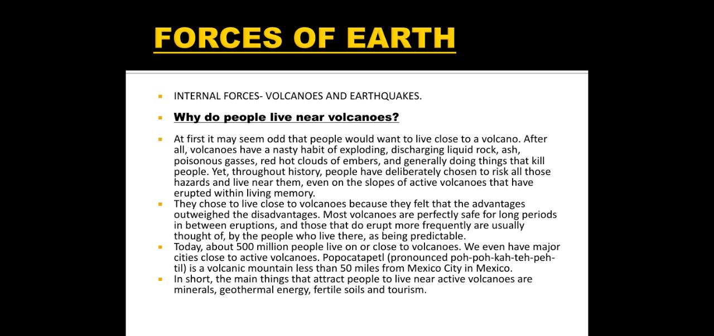So, the volcanoes erupt, and it is very odd, as I said, that people want to live near where everything is not good. So, they chose to live close to the volcanoes because they felt that the advantages outweighed the disadvantages. So advantages were more for them. Now most volcanoes are perfectly safe for long periods in between eruptions. So one eruption takes place, it will take a very long time for the next eruption, and those that do erupt more frequently are usually thought of by the people who live there as being predictable.